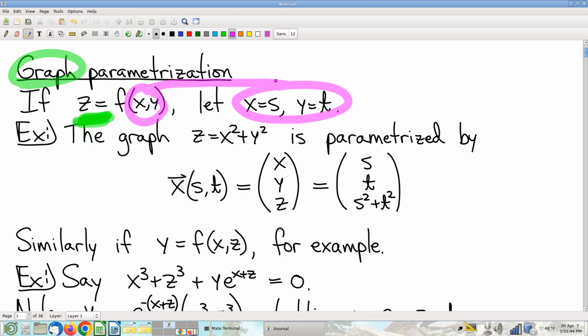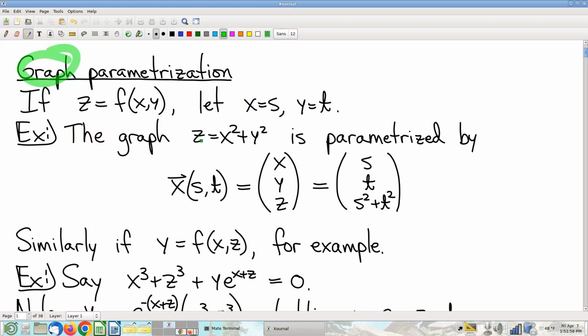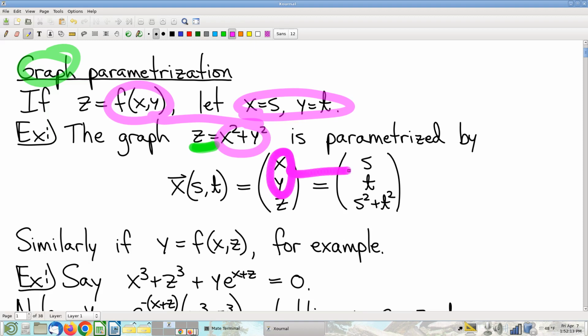It's just like with graph parameterizations of curves. The input variables, let them be your parameters. So let's see how that plays out in this example. Here, notice I have a graph because I've solved for z as a function of two input variables, x and y. So following the rule up here, with x and y as my input variables, I'm going to choose x and y to be the parameters s and t. That starts off our parameterization choice.